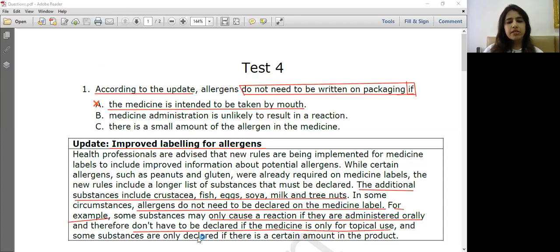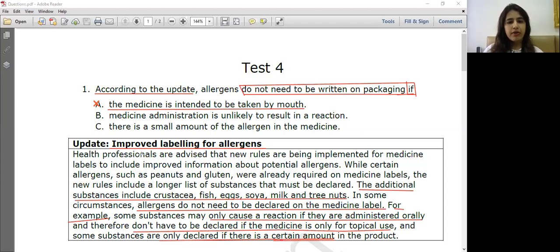And some substances are only declared if there is a certain amount. This kind of words can easily distract you. Certain amount. What do you mean by certain amount? They are only declared if there is a certain amount. So again, it doesn't tell us about when not to declare. What we are looking for is when not to declare. And again, it doesn't give us any specific thing whether they are in low amount or in high amount.